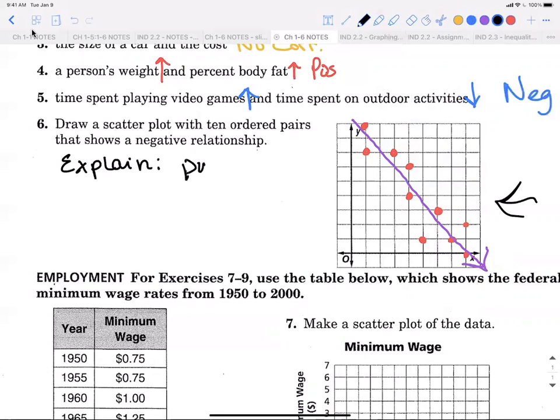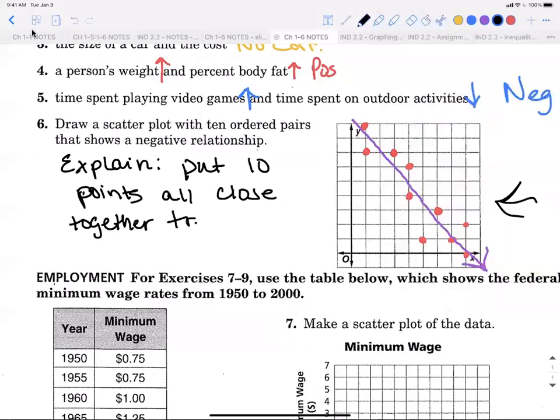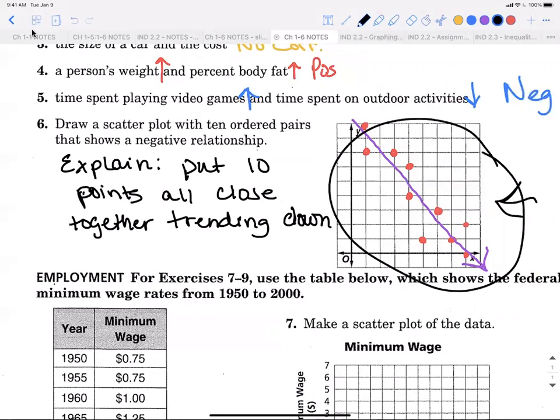Well, I put 10 points all close together, right? Trending down. Now yours isn't going to be worded just like this. I'm kind of showing you what I want when it says explain. Put in words why you did it. If you had to come up to your grandma and your grandma said, why did you do this graph? What would you say to your grandma? Well, I had to do a negative correlation, so I needed them running downhill and I needed them to be all close together, kind of close to one line. I'm good with that.